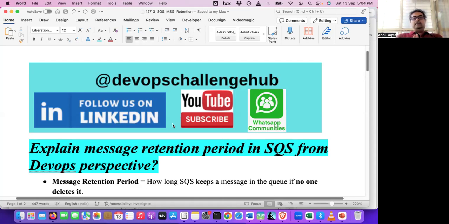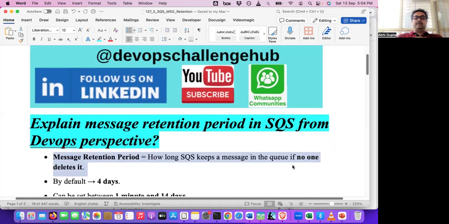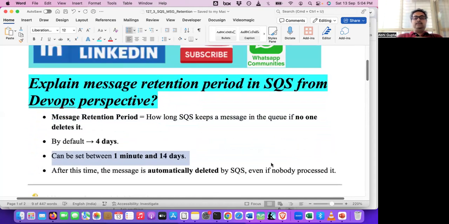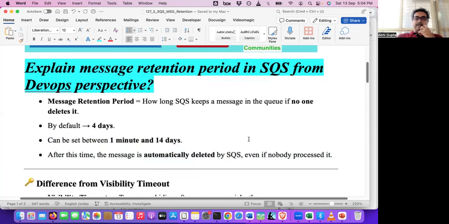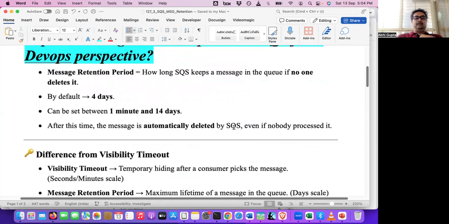Here, retention period means how long a message can be kept in the queue if no one deletes it. Message retention period: how long SQS keeps a message in the queue if no one deletes it. By default, it's 4 days, and you can set it between 1 minute and 14 days. After this time, the message will be automatically deleted by SQS if nobody processes it or deletes it.